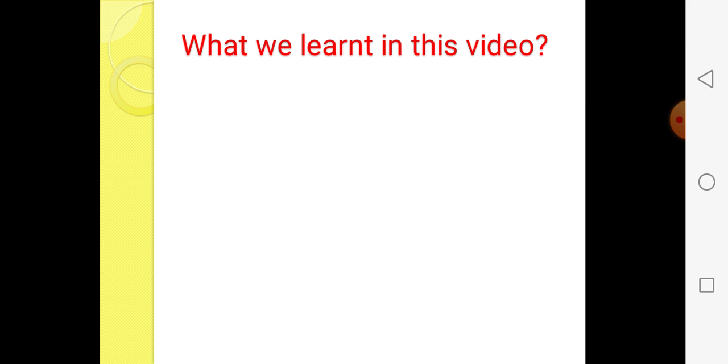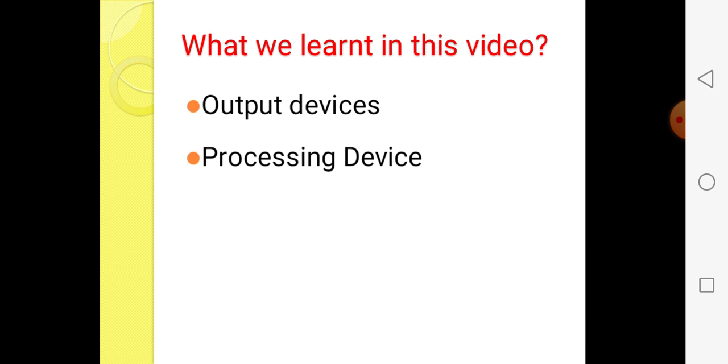So what did we learn in this video? Output devices: monitor, speaker, plotter, and different types of monitor, video, LCD, LED, CRT. Okay, so these are output devices. Then processing device. In a processing device, the CPU is a processing device. In that we also learned there are three parts: ALU, CU and MU. Then computer memory, there are two types: primary memory and secondary memory.